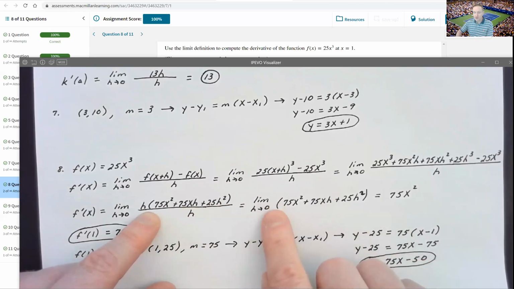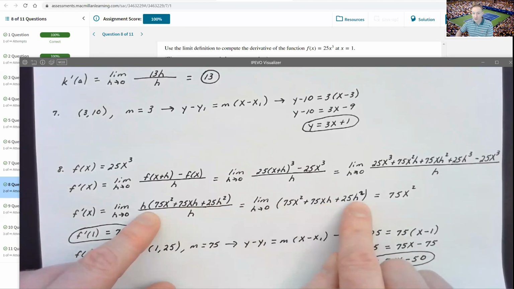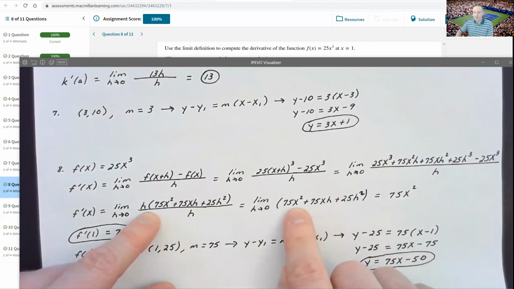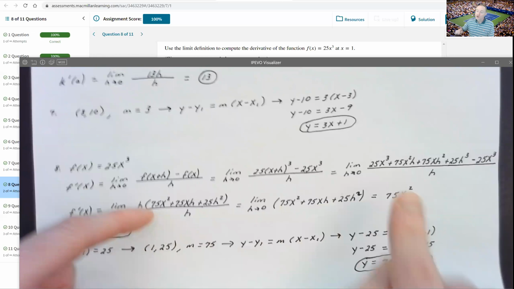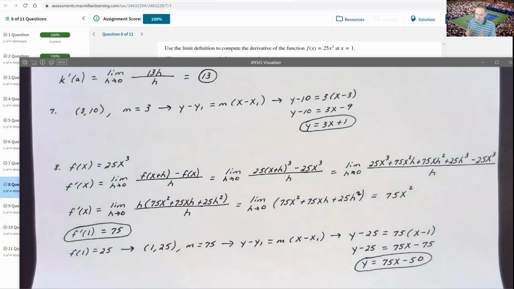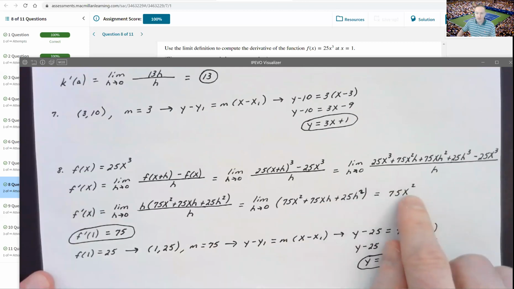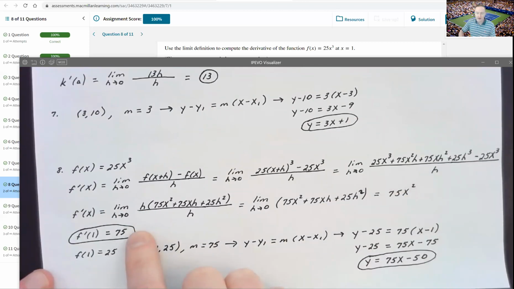You allow h to go to 0, your second and third terms drop out, and you're just left with 75x squared. So I know that the derivative, and I've shown this algebraically now, the derivative of 25x cubed is 75x squared. Well, they wanted us to evaluate that derivative at 1. So clearly, when you plug a 1 into that, you'll get a 75.